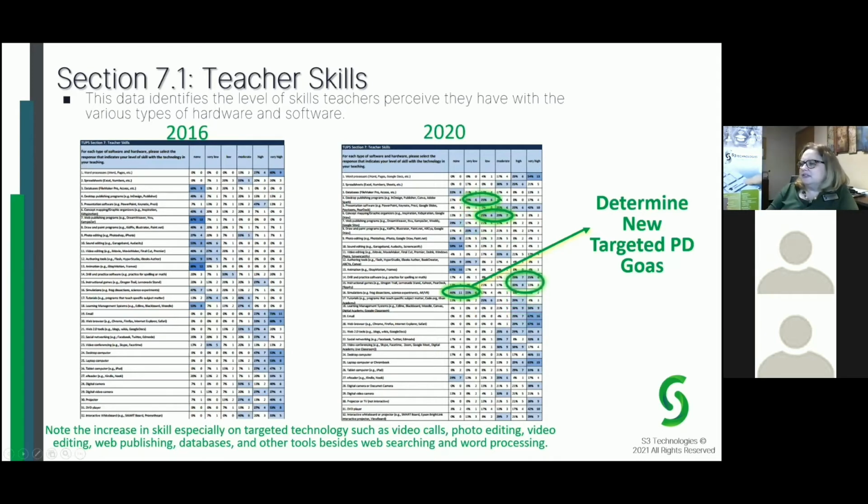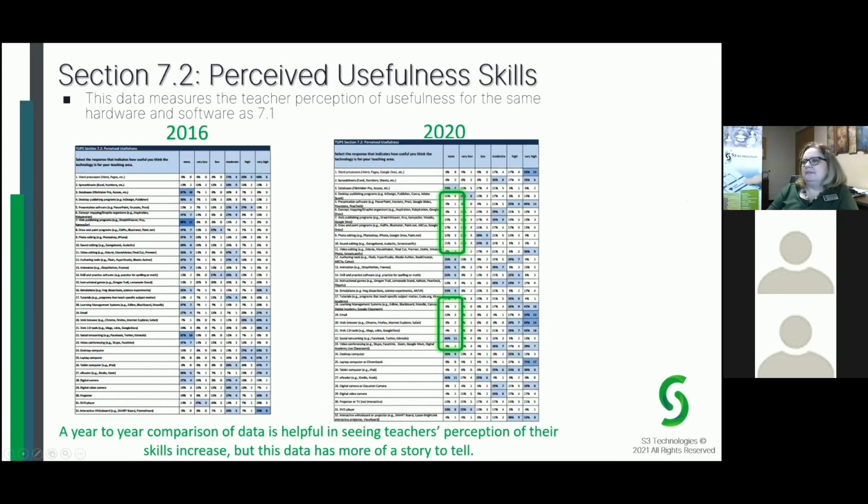These are other areas that we've seen some growth from 2016. And then to go along with this, these are the same apps and technology as you saw in the last, but this is the perceived usefulness. So you have skill, and then you have how important do I think it is to the students' learning. So again, we really wanted them to start to see the importance of it.